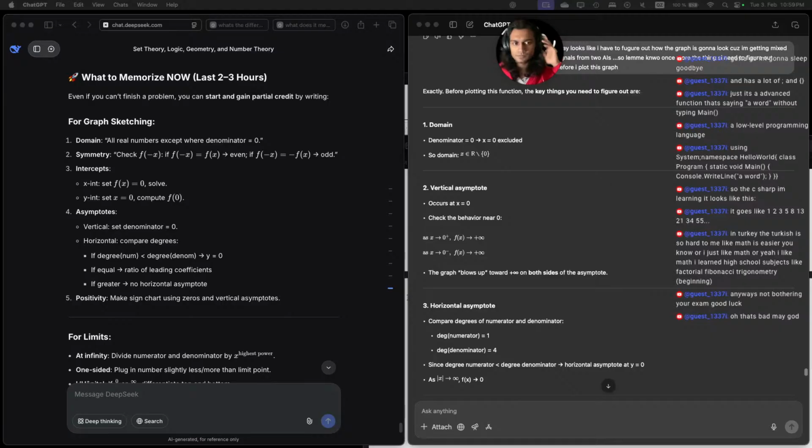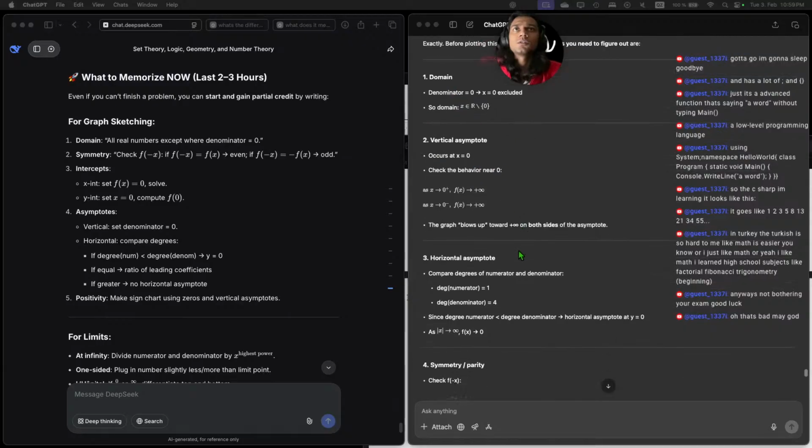Okay. I gotta stop getting distracted. The key things you need to figure out are the denominator, vertical asymptote, horizontal asymptote, and domain. Oh, I have to find the domain. So domain and vertical asymptote are kind of the same.